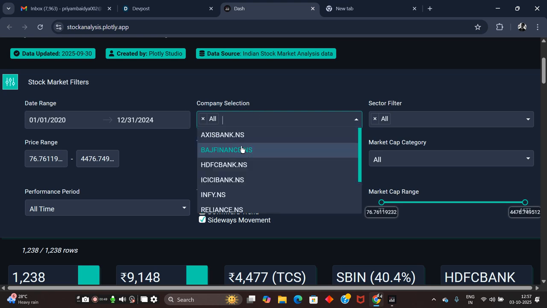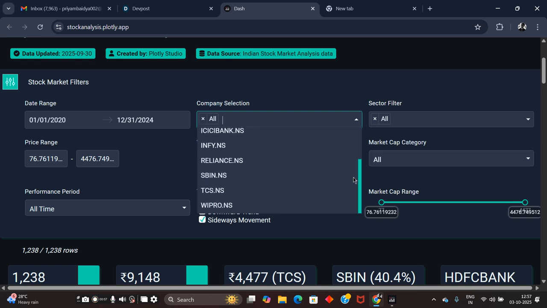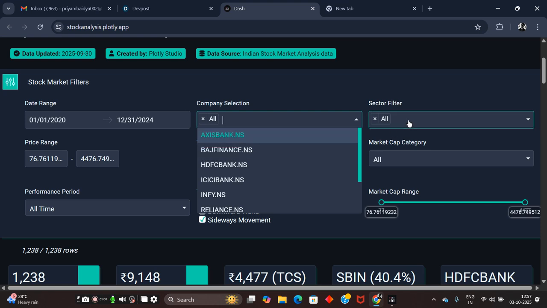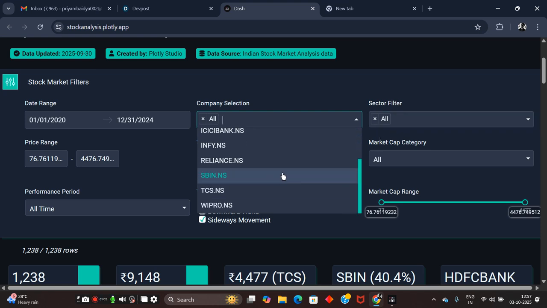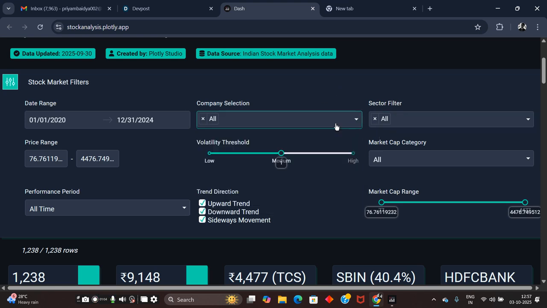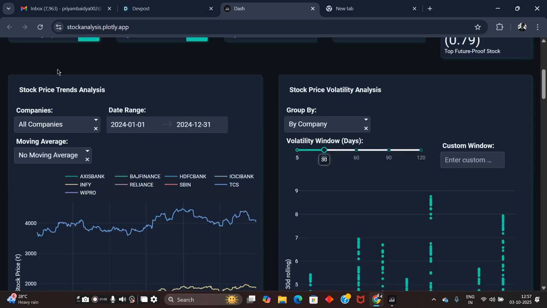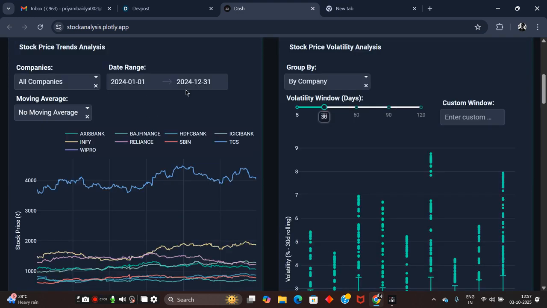market. We can see the listed companies that I have uploaded for designing this particular dashboard is limited to these companies: Axis Bank, Bajaj Finance, HDFC, ICICI, Reliance, TCS, Wipro, etc. As we move downwards, we can see the different charts that have been designed.